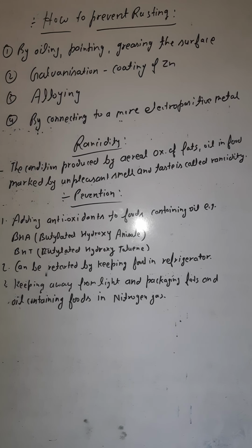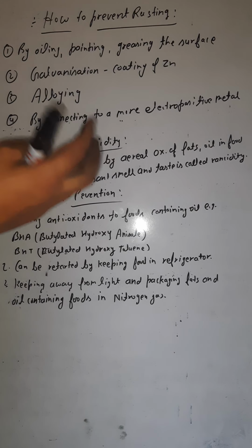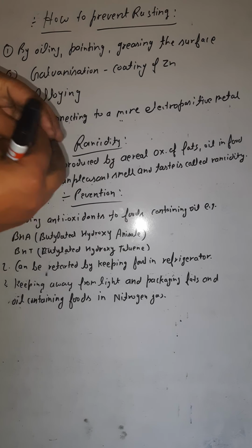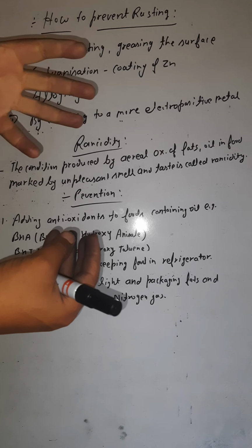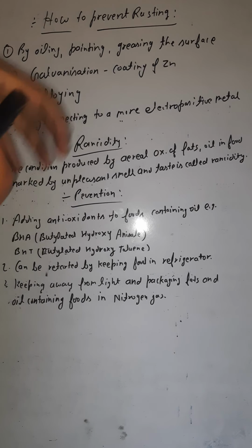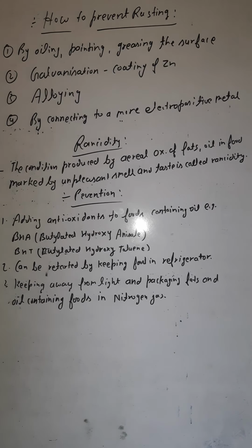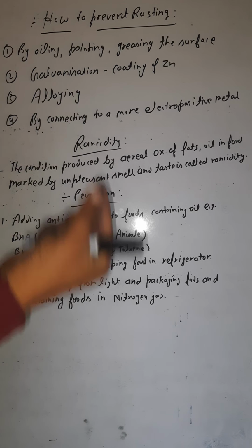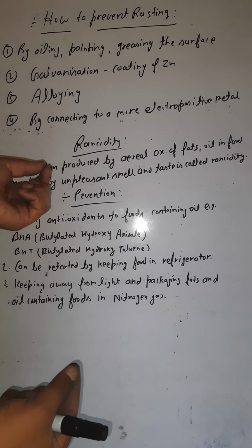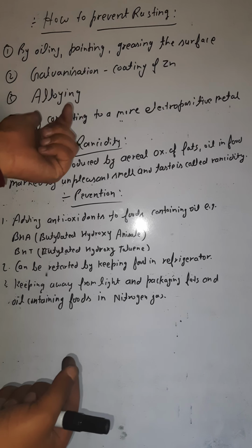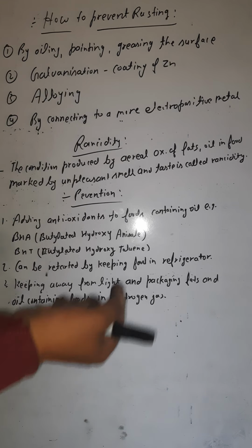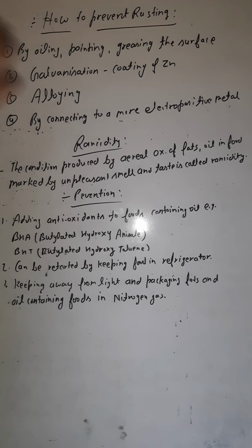The third one is alloying. Alloying is mixing metal with metal and non-metal with metal, etc. This mixing is called alloying. Means you are mixing with iron, and that becomes an alloy. So by alloying also you can prevent rusting. The fourth one is connecting to a more electropositive metal. If you connect the iron to a more electropositive metal, the more electropositive metal would be corroded first, and later the iron. So this is how you can slow the process, or prevent the rusting.